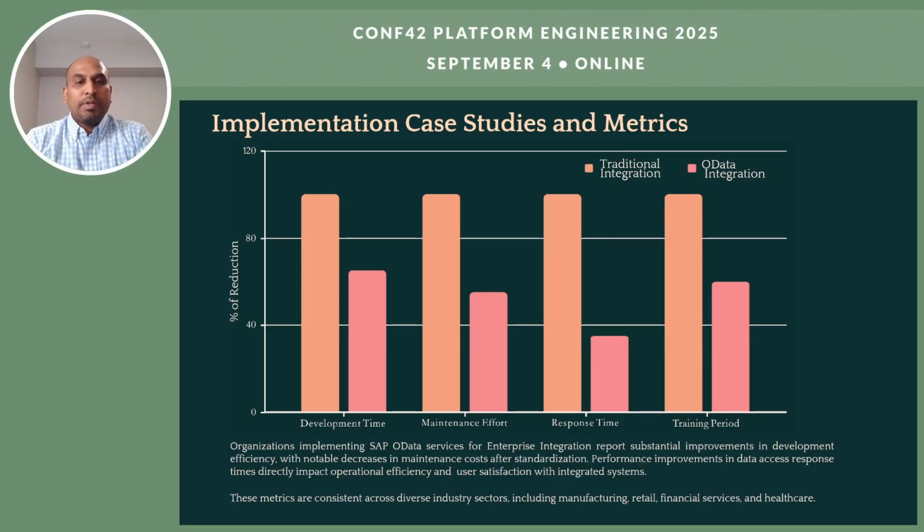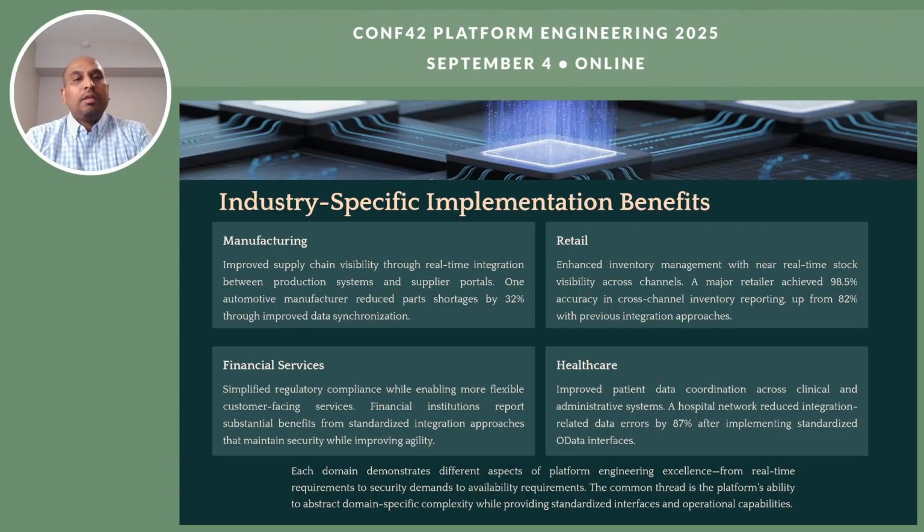Let's talk about the industry-specific benefits. In continuation with the previous slide, let's now explore how modern integration delivers measurable benefits across various industries. Manufacturing industries achieved 32% fewer parts shortages through real-time supply chain synchronization. Retail industries improved inventory accuracy from 82 to 98.5%, enabling better stock management and customer satisfaction.